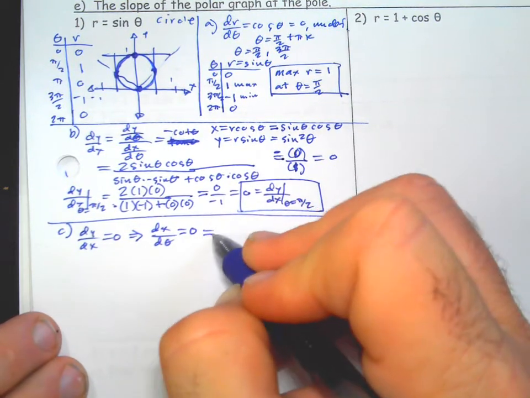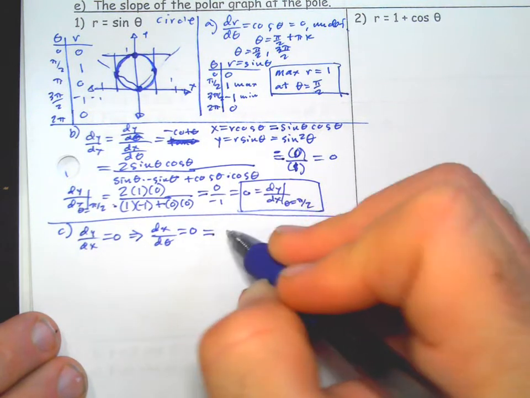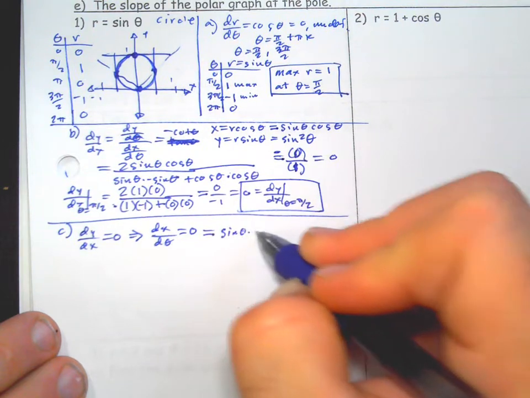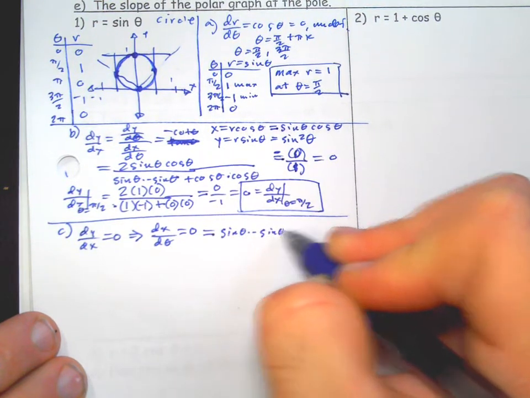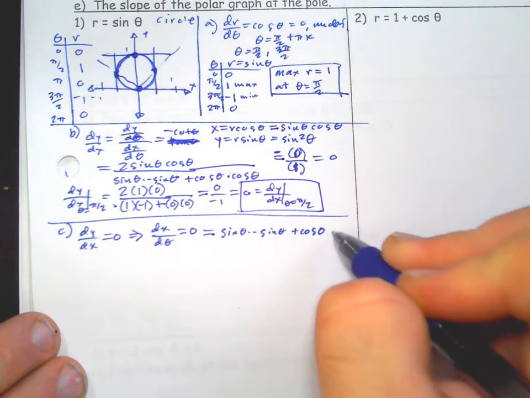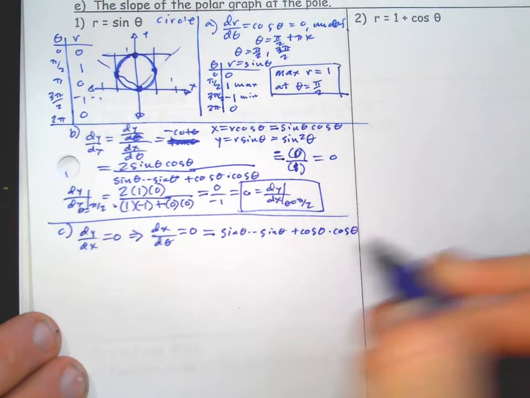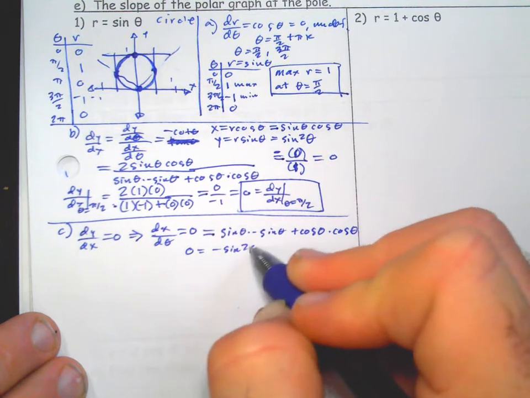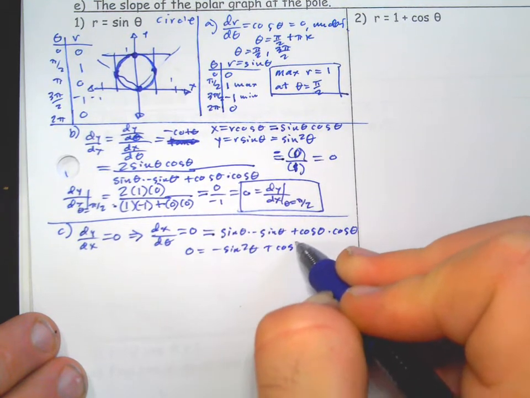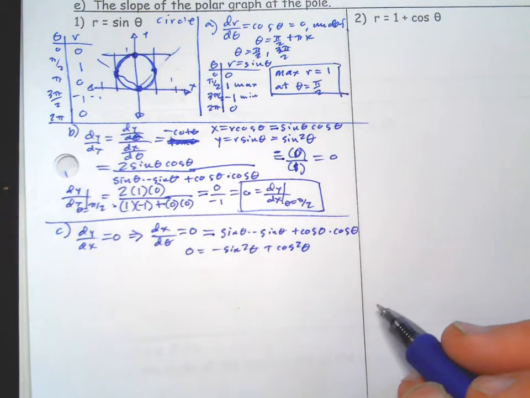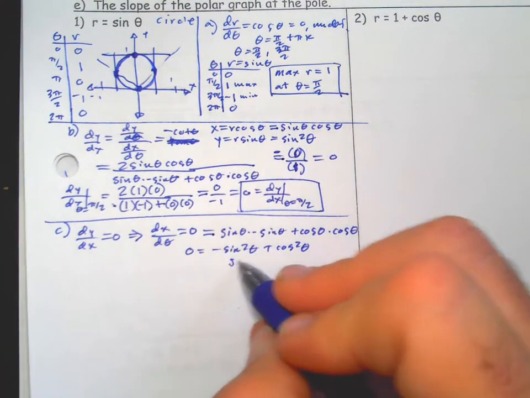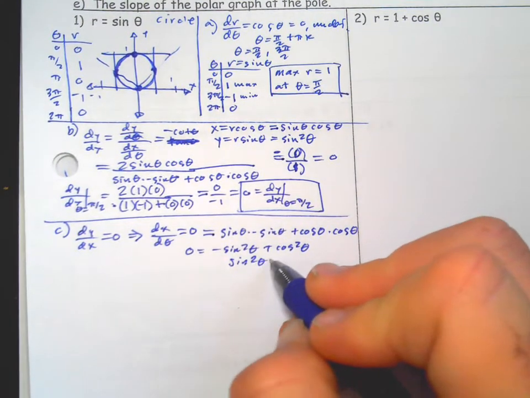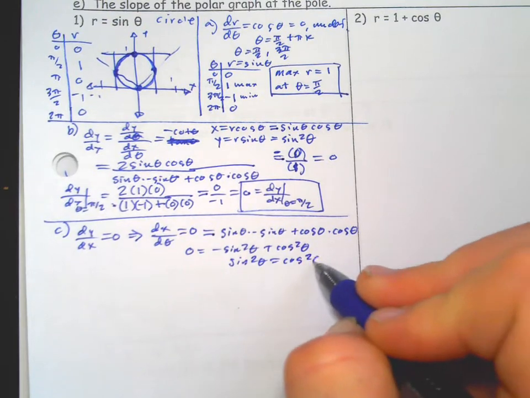And so dx/d theta is sine times negative sine plus cosine times cosine. We'll do the product rule real quick. So that's going to be 0 equals negative sine squared plus cosine squared. So, I mean, it depends on how you want to solve this, but it's going to be when sine squared equals cosine squared. So when do they give you the same value?